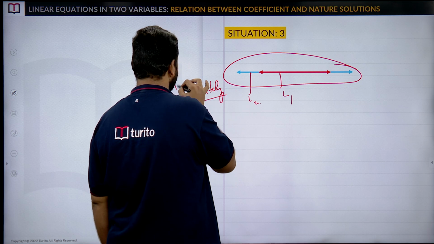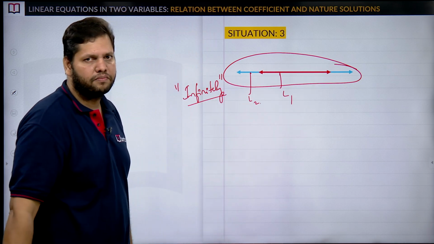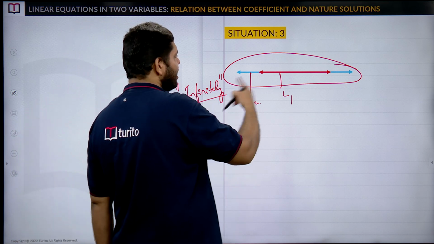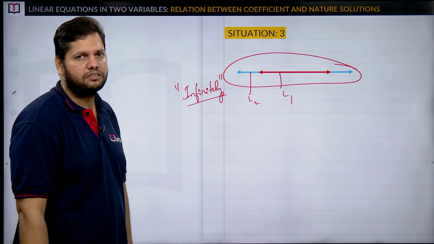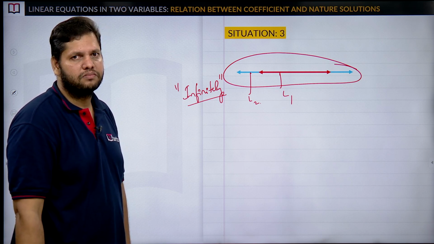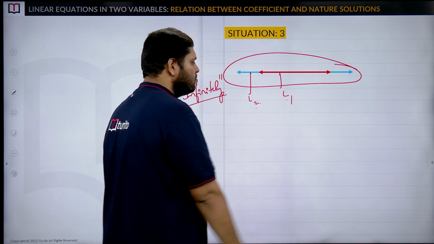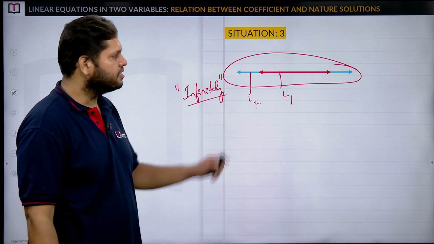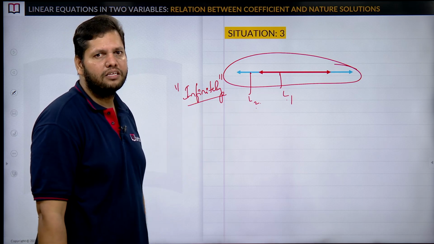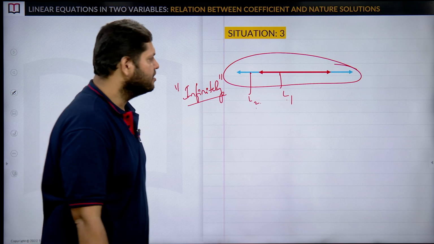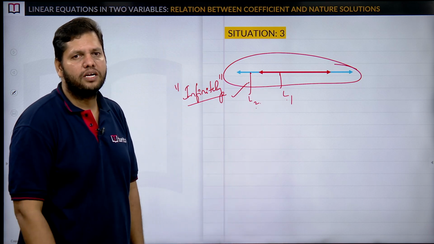The number of solutions are what? Infinitely many, because all the points of line L1 and all the points of line L2 lie on both the lines. Okay. All the points of L1 are the points of L2. So both are lying on the same line. In that case, what can we say, children? We can say the two lines coincide.